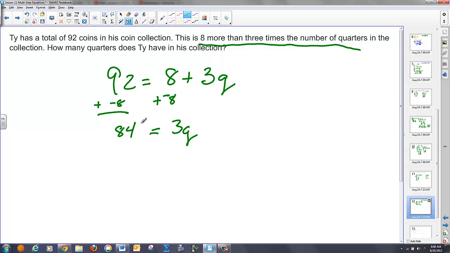So then if we divide both sides by 3 or multiply by a third, it doesn't matter in this case. I get Q equaling 84 divided by 3 is 28. So I have 28 quarters in his collection.